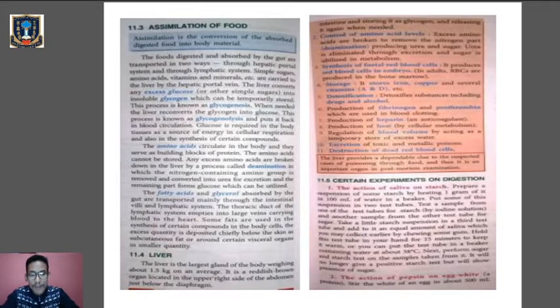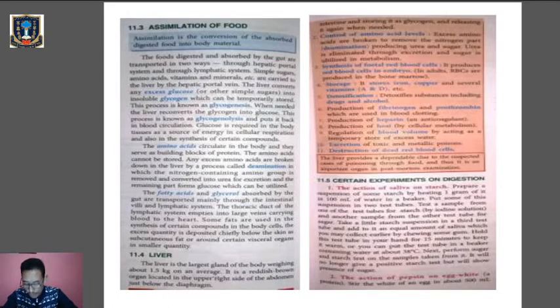Now, fatty acids and glycerol, which are the end products of fat digestion, are absorbed by the gut and transferred to the intestinal villi and the lymphatic system. Clear? Fats are used in the synthesis of certain compounds in the body cells, and the excess quantity is deposited chiefly below the skin as subcutaneous fat, or around certain visceral organs in a smaller quantity.